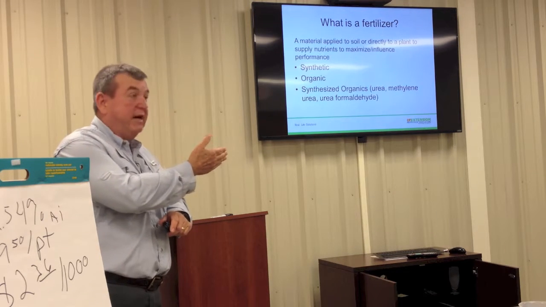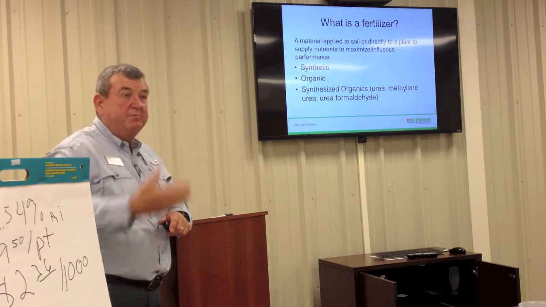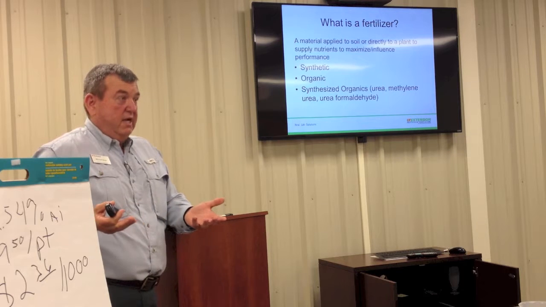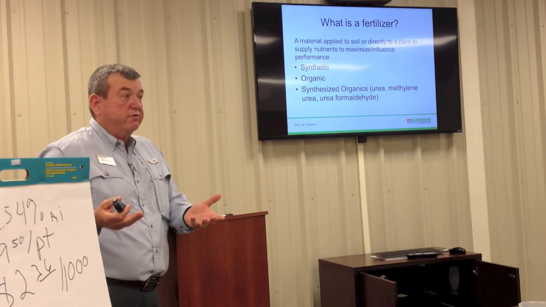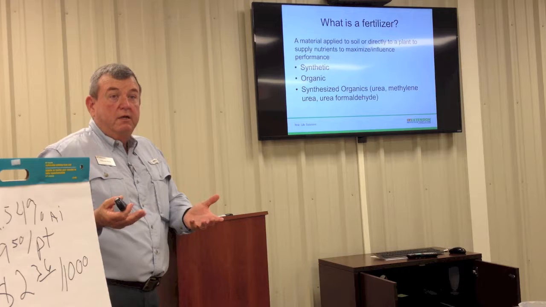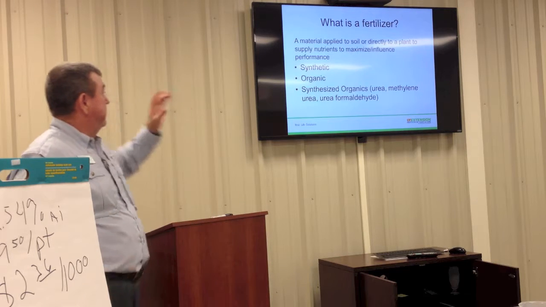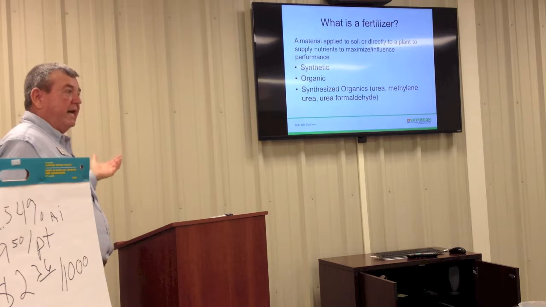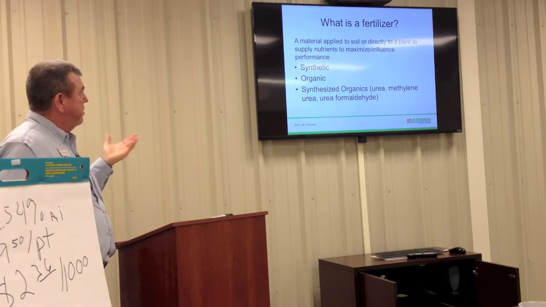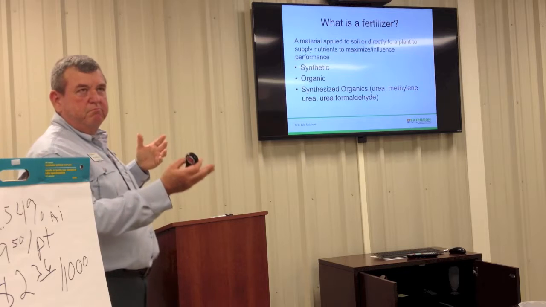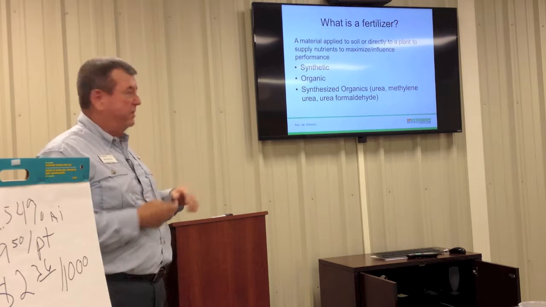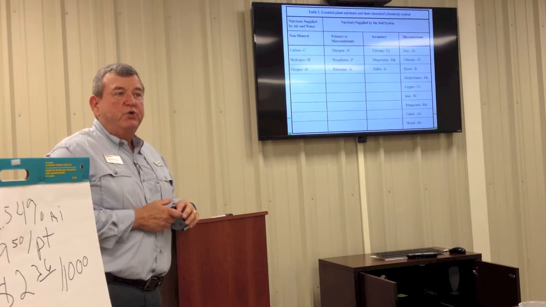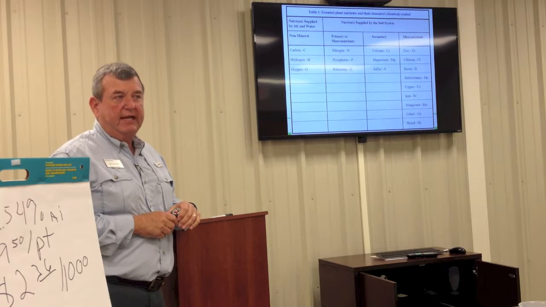But urea is a prime example. Today, it's probably the most inexpensive nitrogen source available to us. Urea occurs naturally, in urine, et cetera. But urea fertilizer is synthesized. Also methylene urea formaldehyde. But when people talk about organic, I think most people are referring to plant and animal residue. All right. Now, how many different nutrients are essential for plant life?